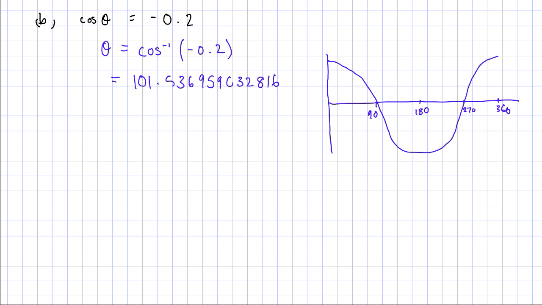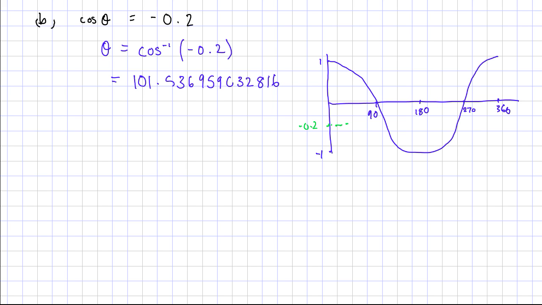Now this value here, 101.5369 and so on, is somewhere around there, and I can see that it's minus 0.2, so let's mark that. Let's mark 1 and minus 1 first. So that's 1, that's minus 1, and minus 0.2 is about there.